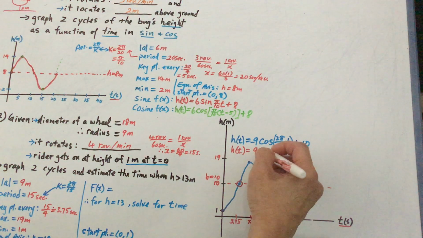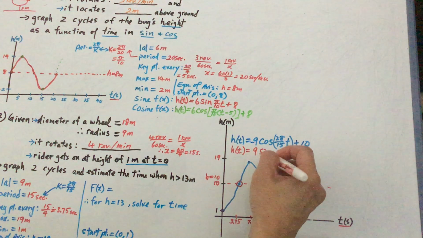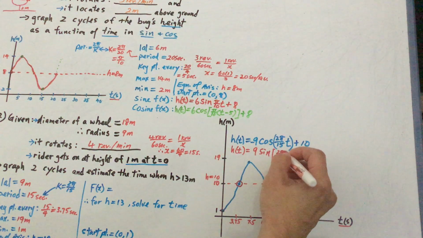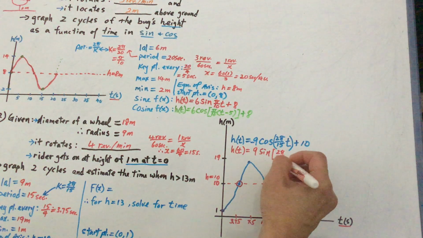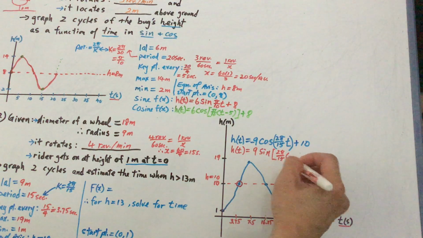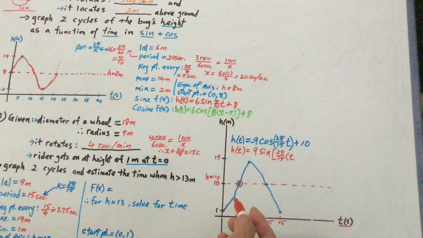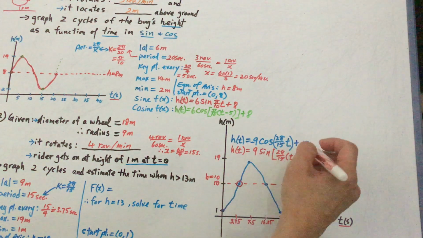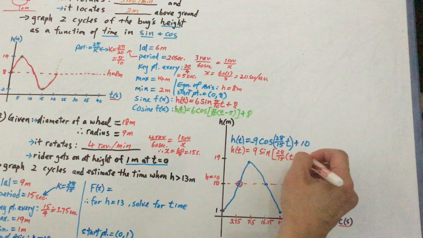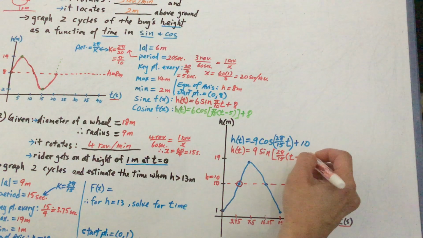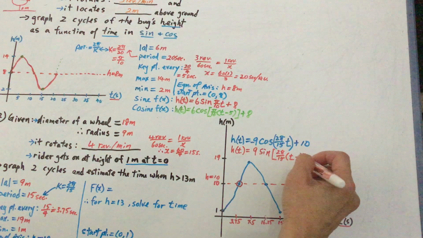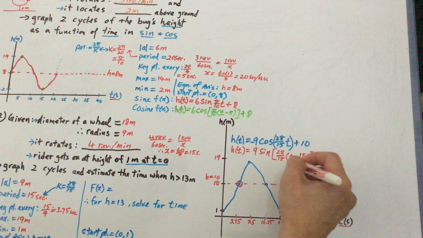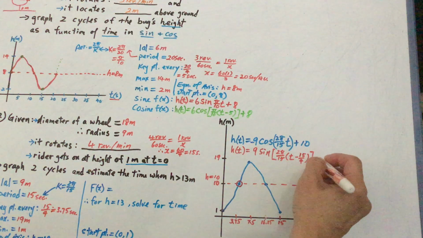So I will leave it as a positive 9 sine, with the same k value, 2 pi over 15. But now I have a phase shift of 3.75, and 3.75 is the same as 15 over 4. So I have t minus 15 over 4 as the phase shift to the right. That's why it's minus, and then plus 10.